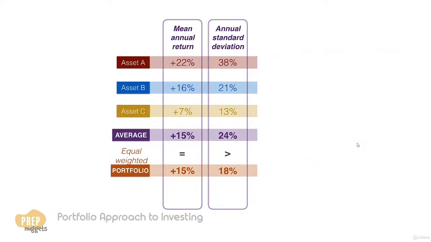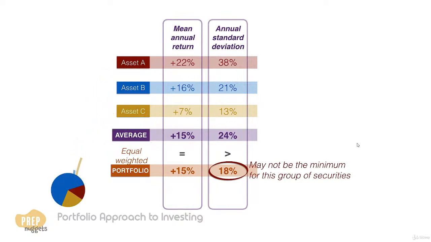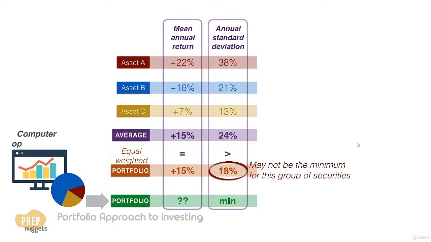One important thing to note is that an equal-weighted portfolio is not necessarily the portfolio that has the lowest possible standard deviation for this set of assets. There lies a set of weights that produces the minimum portfolio standard deviation for this group of assets, and computer optimization techniques can be used to calculate them. This is known as the Global Minimum Variance Portfolio, which we'll learn later in this course.